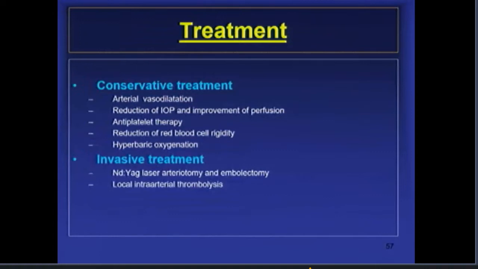Conservative treatment includes arterial vasodilation, reduction of intraocular pressure and thereby improving perfusion, antiplatelet therapy, reduction of red blood cell rigidity, and hyperbaric oxygenation. Invasive treatment includes YAG laser arteriotomy and embolectomy, which is a specific treatment and needs an expert. Local intra-arterial thrombolysis also needs a really good team that could deliver this type of treatment.